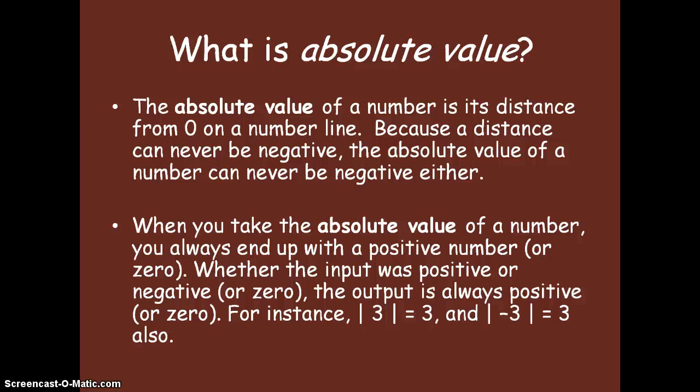For instance, the absolute value of 3, and we know this is identifying absolute value because of these two straight lines, equals 3. The absolute value of 3 equals 3. And the absolute value of negative 3 equals 3 also because it is 3 places away from 0.